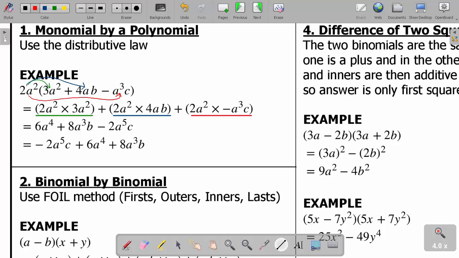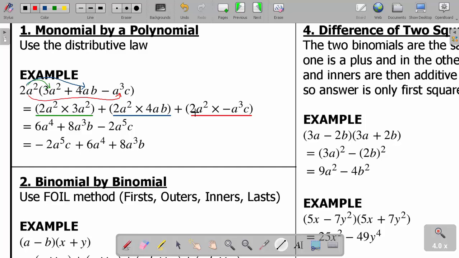Hope we are together. Okay, then here, 2 times 3 gives me 6. Then a squared multiplied by a squared gives me a to the power 4 because I just added the exponents. We're going to see it in our next video. Okay, and then 2a squared multiplied by 4ab, I'm going to say 2 times 4 is 8. And then a squared multiplied by a gives me a power 3. Then b comes along with it as well.